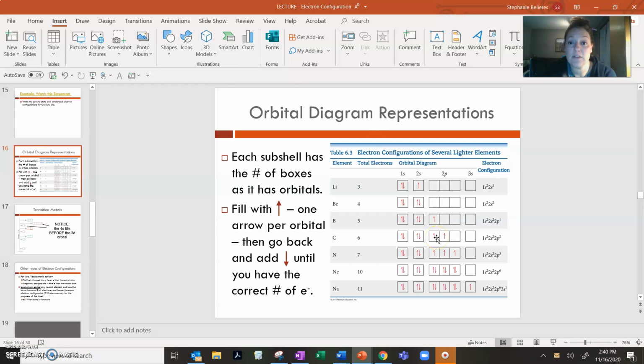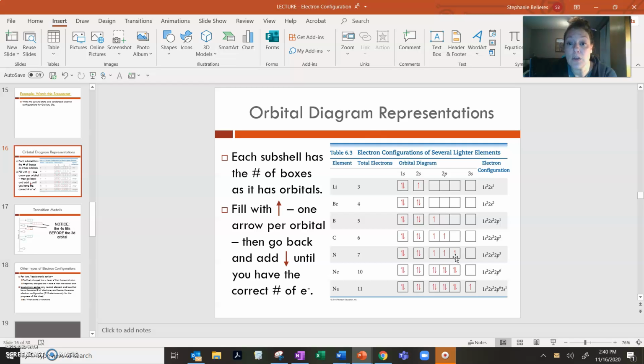Now, this is the trick. Carbon, you can see, has 2 in that 2p, but I don't put them in one box. I spread the electrons out as much as I can, so I put 1 electron here and 1 electron here. Nitrogen has 3 in the 2p, and I've spread them out completely.